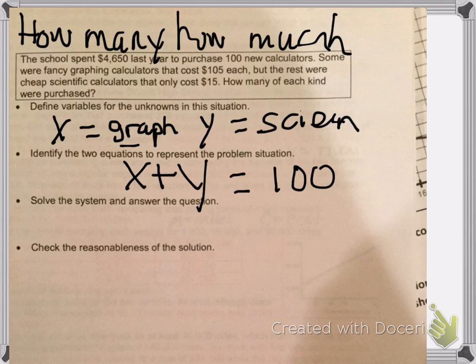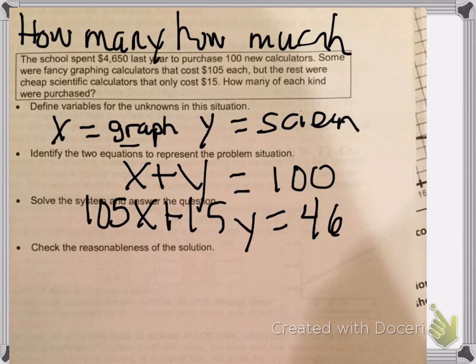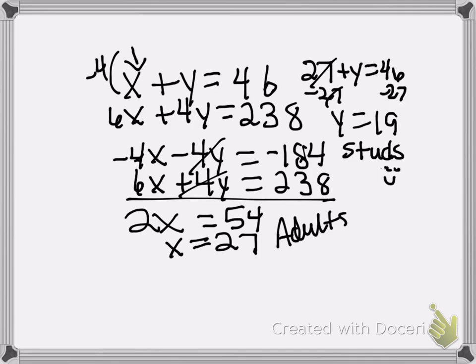Now let's do the how much. Let's put money on it. $105 for the graphing, $15 for the scientific should equal the total amount, which was $4,650. So how many, how much. And now we have a system that we can solve. So let's go to the next screen and we'll do that.